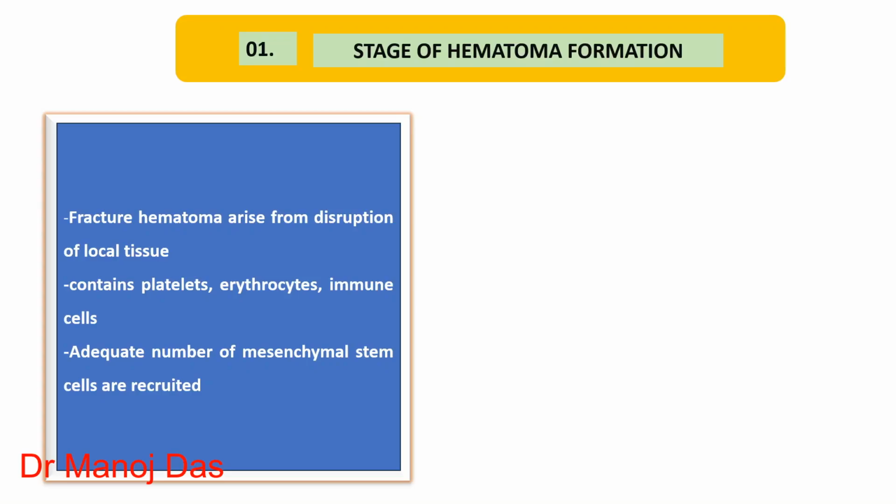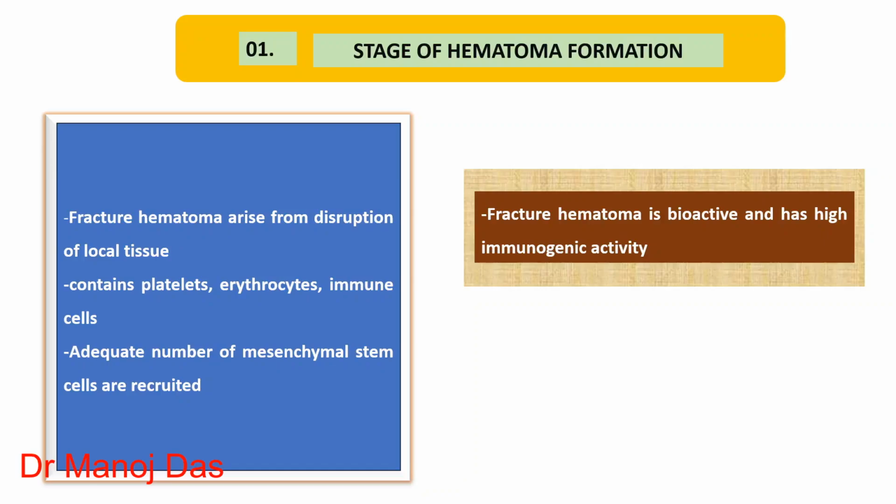First is the stage of hematoma formation. Fracture hematoma arises from disruption of the local tissue. The hematoma contains platelets, erythrocytes and immune cells. An adequate number of mesenchymal stem cells are also recruited. Now the important thing about the fracture hematoma is that it is bioactive.